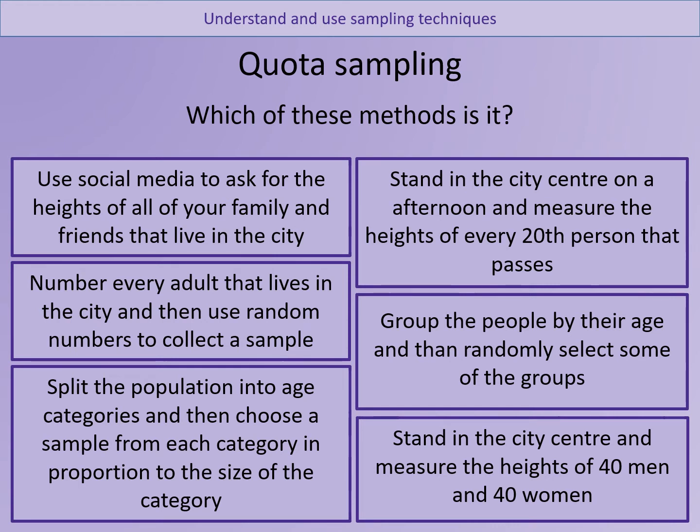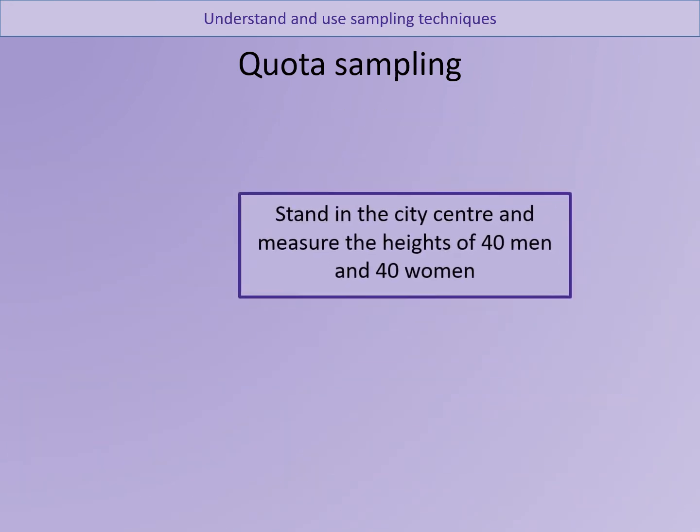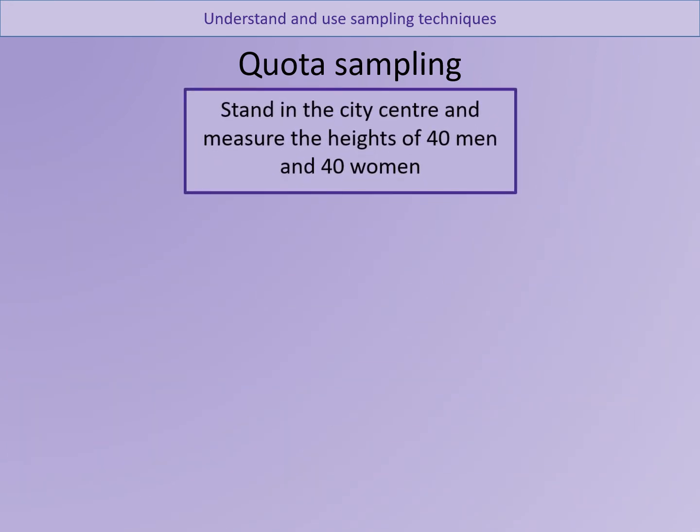So our next method is quota sampling. So out of the 6, which one of these strategies is our quota sampling method? Well, it's this one, where we stand in the city centre and measure the heights of a predetermined number of men and women. So we've got 2 categories, and we decide for ourselves how many from each of those categories we are going to sample.